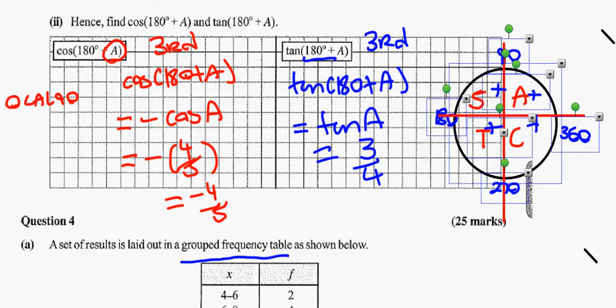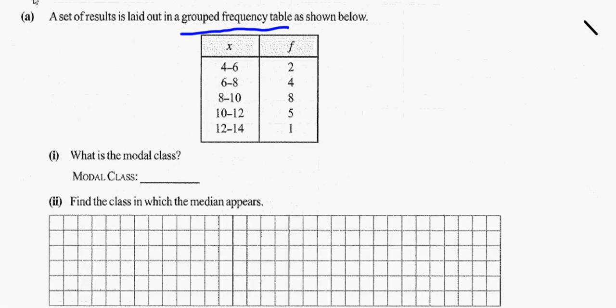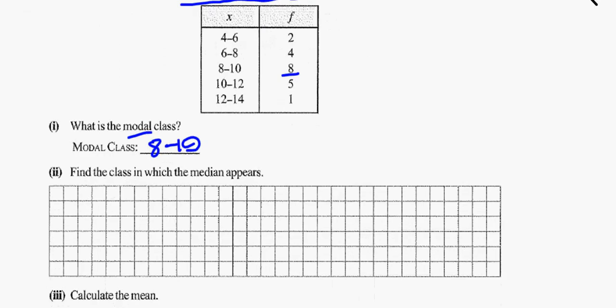A set of results is laid out in a group frequency table as shown below. What is the modal class? The modal class is the most common class. The most common class is 8 to 10 because it has a maximum of 8. Fill in the class in which the median appears.